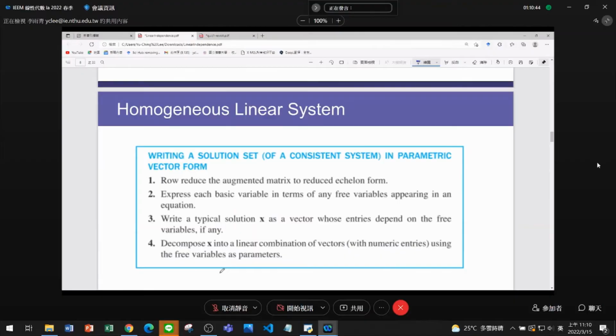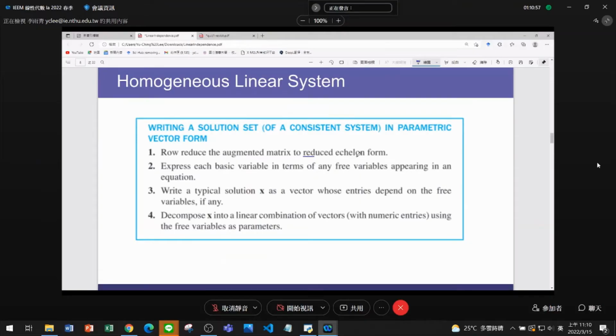Okay, so here's a procedure for how you write the solution set of a consistent system in parametric vector form. The first step would be to row reduce the augmented matrix to a reduced echelon form.